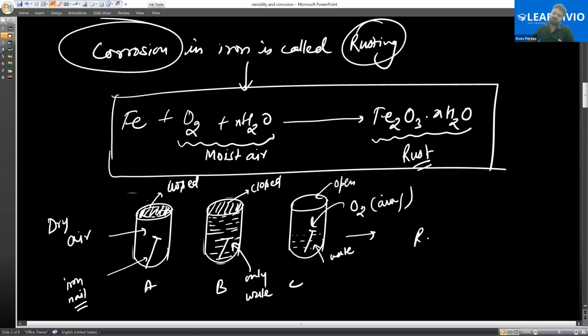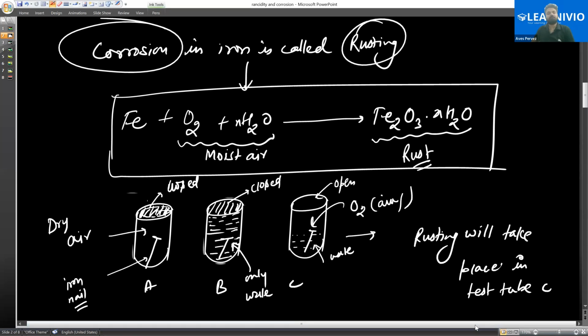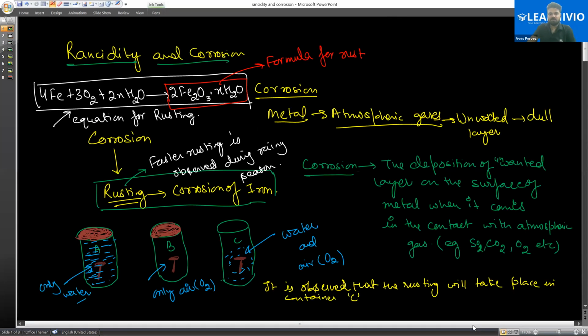So rusting will take place in test tube C. Got it? Understood? Let me check whether this is there.